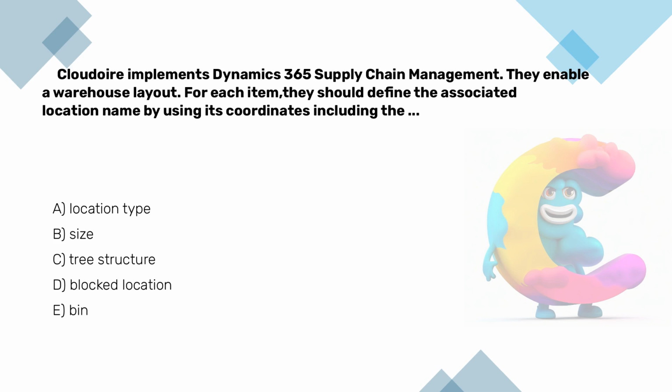We implement Dynamics 365 Supply Chain Management. We enable a warehouse layout. For each item, we should define the associated location name by using its coordinates, including the A. Location type, B. Size, C. Tree structure, D. Block location, E. Bin.